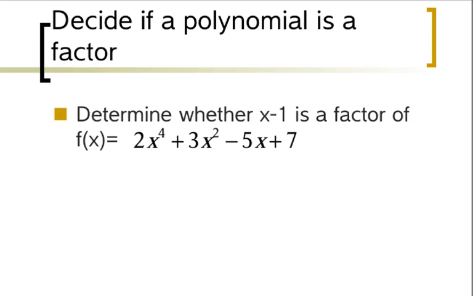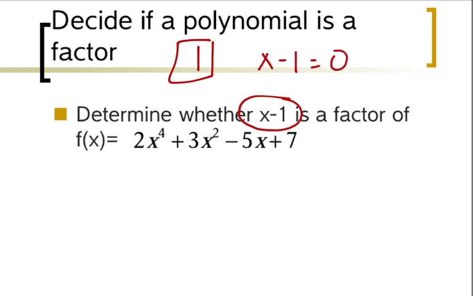In this lesson, we're going to take a look at deciding whether or not a polynomial is a factor. To do that, we just use synthetic division with this factor, x minus 1. We need the positive 1, because x minus 1 is equal to 0, and so our actual root is x equals positive 1. That's why we're using the 1 in our little side box here for synthetic division.